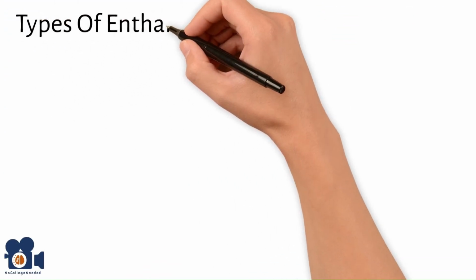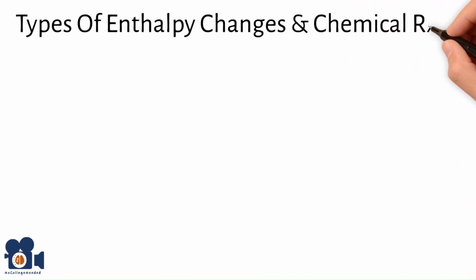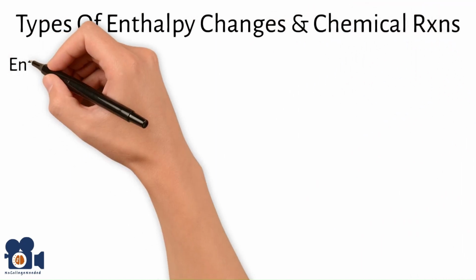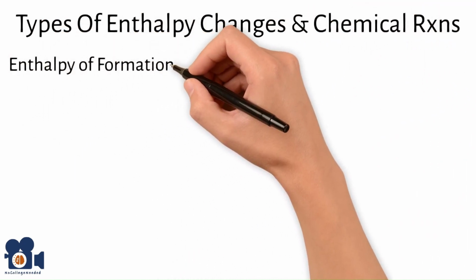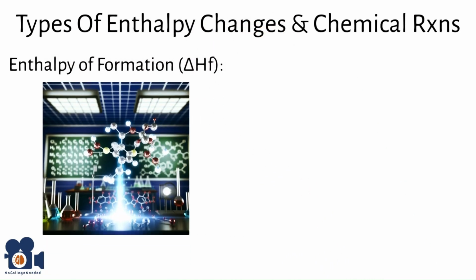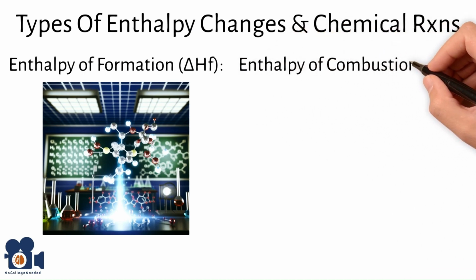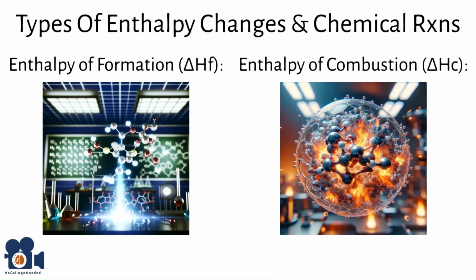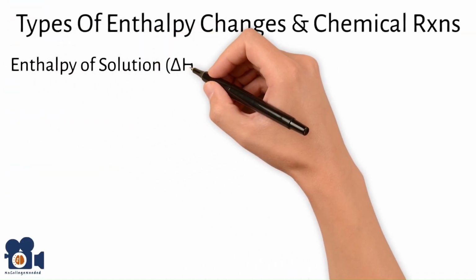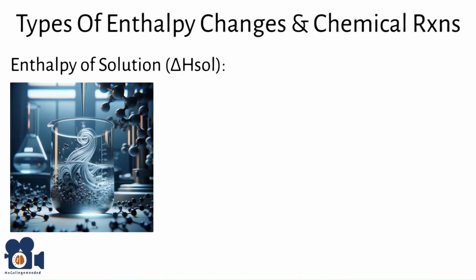There are several types of enthalpy changes associated with chemical reactions. Some of these include enthalpy of formation, delta H F. This is the heat change that occurs when 1 mole of a compound is formed from its elements in their standard states. Enthalpy of combustion, delta H C. The heat change that occurs when 1 mole of a substance is completely burned in oxygen. Enthalpy of solution, the heat change associated with the dissolution of a substance in a solvent.